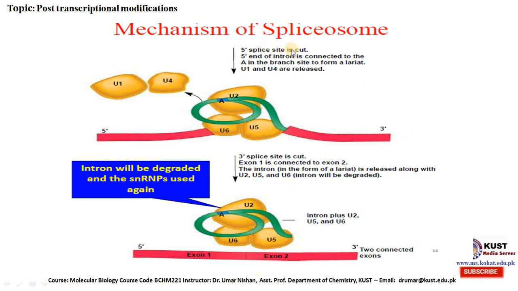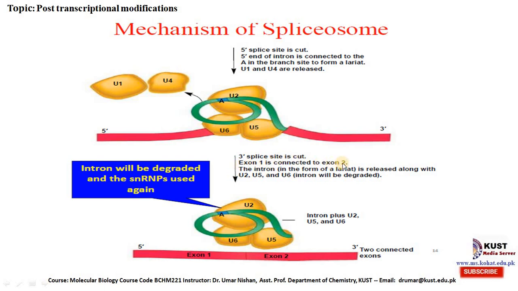Now, the 5' splice site is cut. The 5' end of the intron is connected to the A in the branch site to form a lariat. U1 and U4 are released. The 3' splice site is cut.